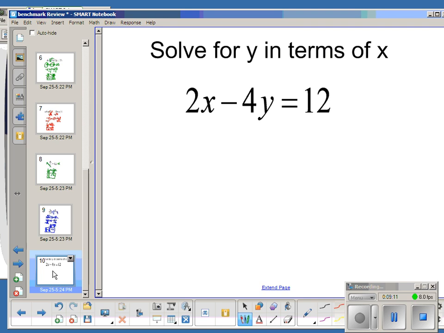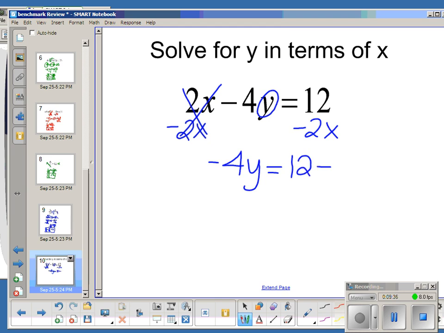So I hope that you thought, well, here's my y, and I have a multiplication by a negative 4, and I have this positive 2x next to the y. I'm going to take care of my addition, which is really the positive 2x. So I'm going to subtract 2x from that side. And again, what I do to the one side, I have to do to the other. So I'm going to subtract 2x. Left with negative 4y equals 12 minus 2x.